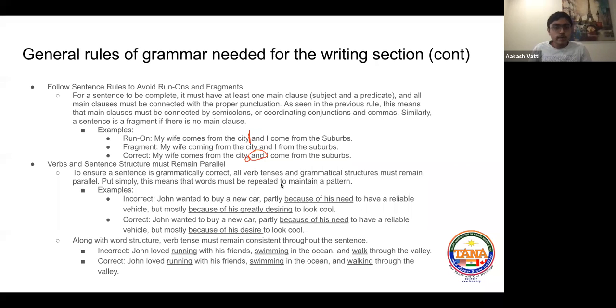Verbs and sentence structure must remain parallel. To ensure a sentence is grammatically correct, all verb tenses and grammatical structures must remain parallel. This means all words must be repeated in the same tense to maintain a pattern. An incorrect example: John wanted to buy a new car, partly because of his need to have a reliable vehicle, but mostly because of his great desiring to look cool. This is wrong because desiring is different from the word need used here. The correct version would be: because of his great desire to look cool, because it matches with need.